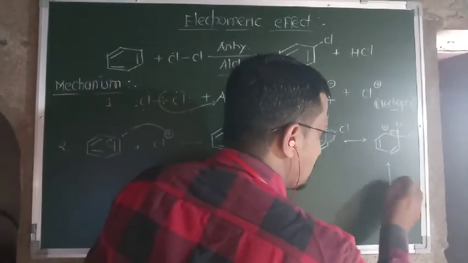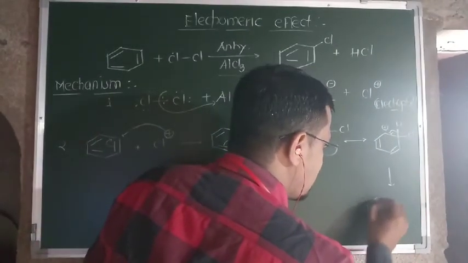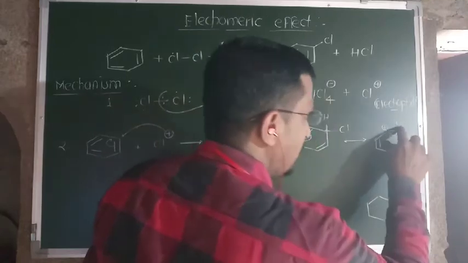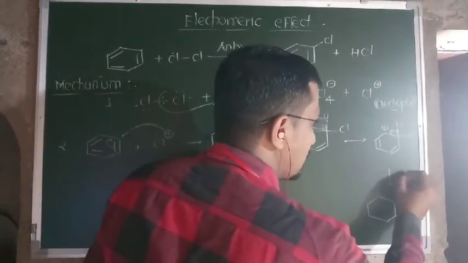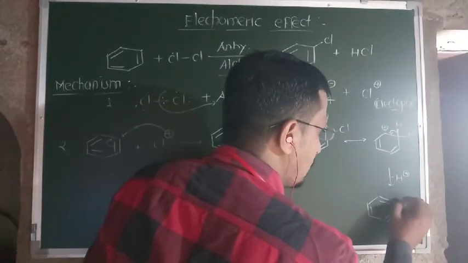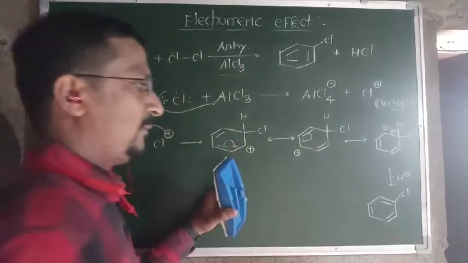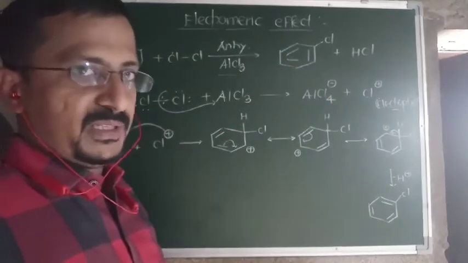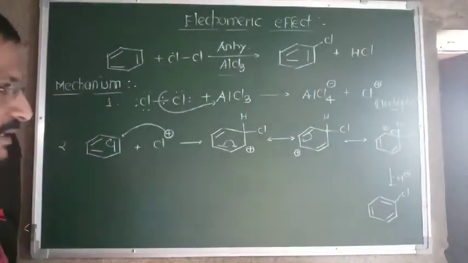So the structure becomes like this. Hydrogen is removed as H plus. So H plus is removed, and it becomes here double bond, here double bond, here double bond. This is chlorine. So this is the final product, that is chlorobenzene. The final product is chlorobenzene, and one H plus is removed.